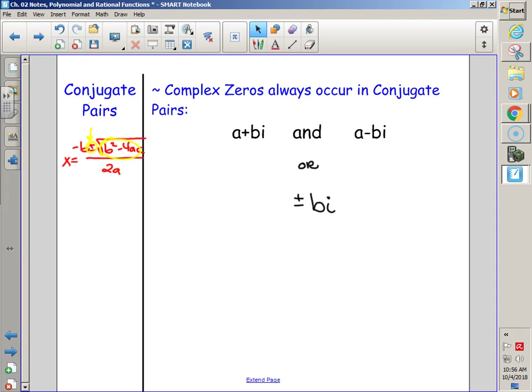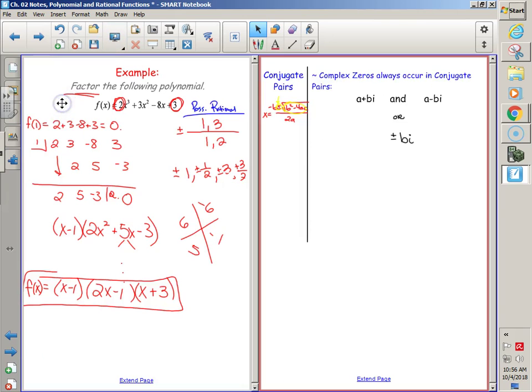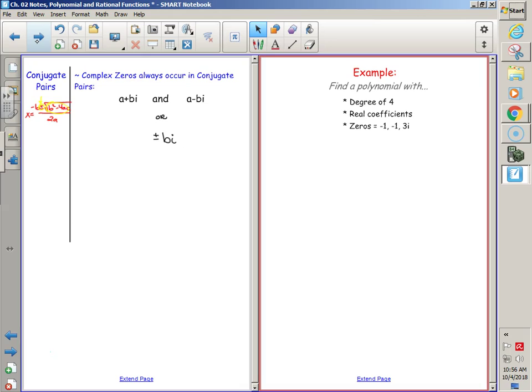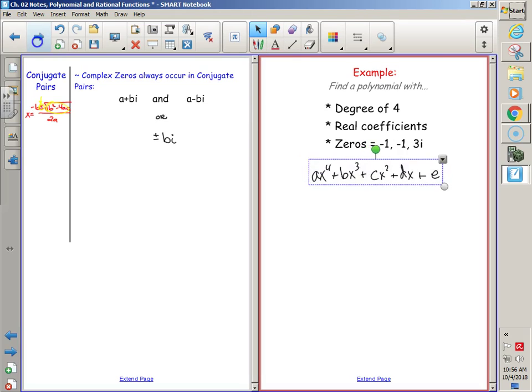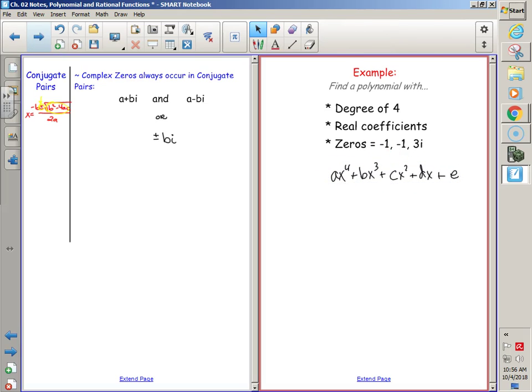How on earth could problems force you to use that clue? What if they don't give you a polynomial? What if they give you clues about a polynomial and say, hey, can you find it? How? Well, it tells me a degree of 4. So right away I know it's going to be ax to the 4th plus bx cubed plus cx squared plus dx plus, I'll put e even though it's usually a number, but we haven't really seen it this year yet. That's my polynomial.